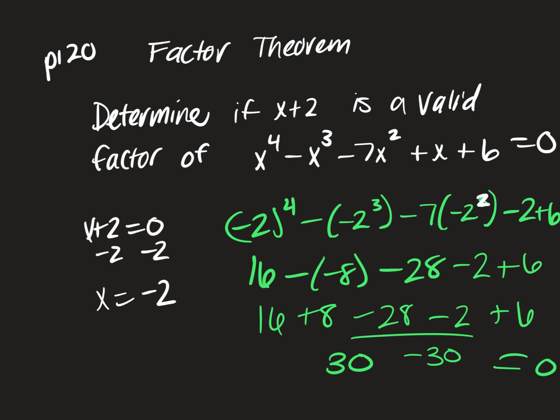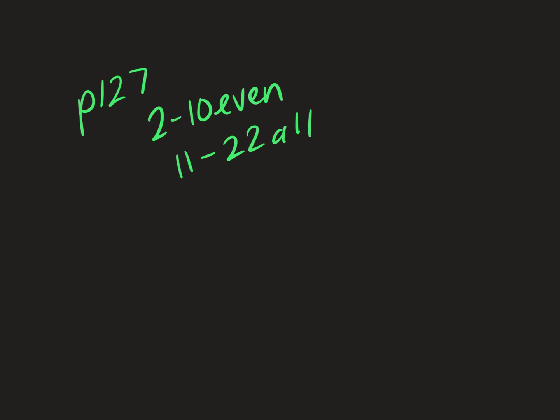Yes. All right, on page 127, let's do 2 through 10 even, and then 11 through 22 all. So the 2 through 10 is finding the factors, and then 11 to 22 is plugging in the numbers. All right.